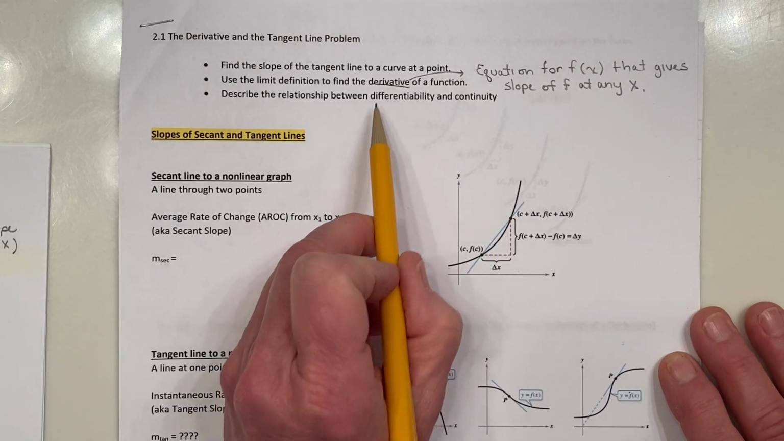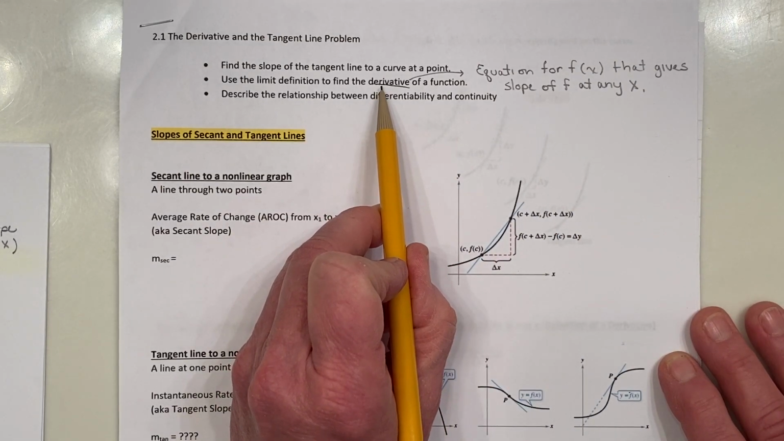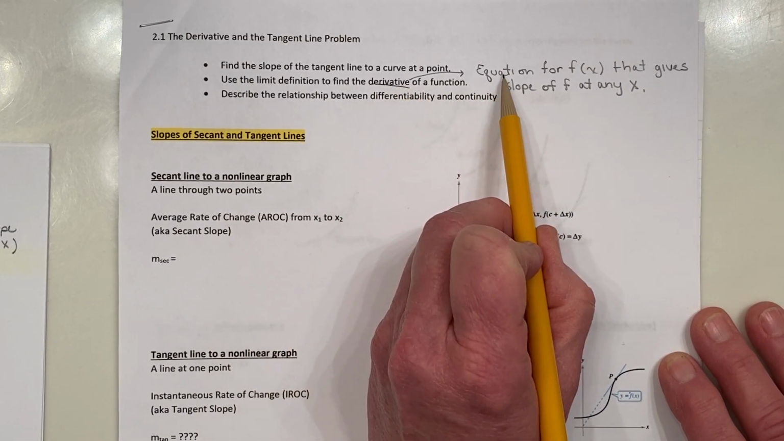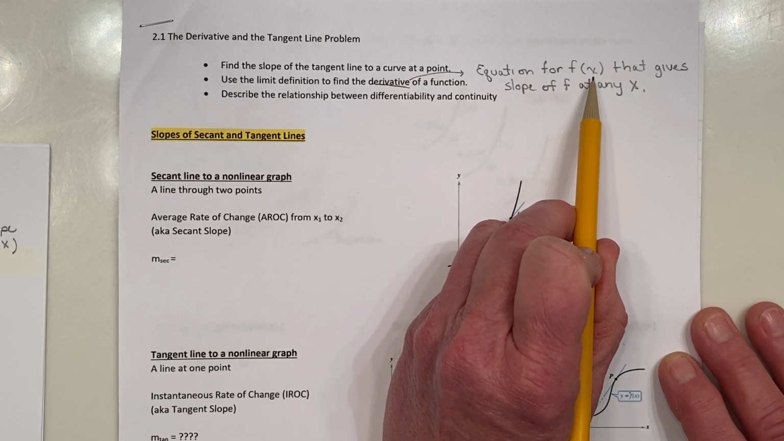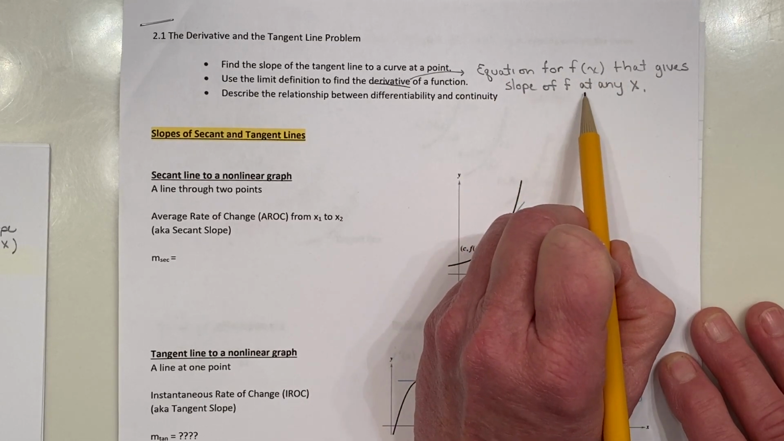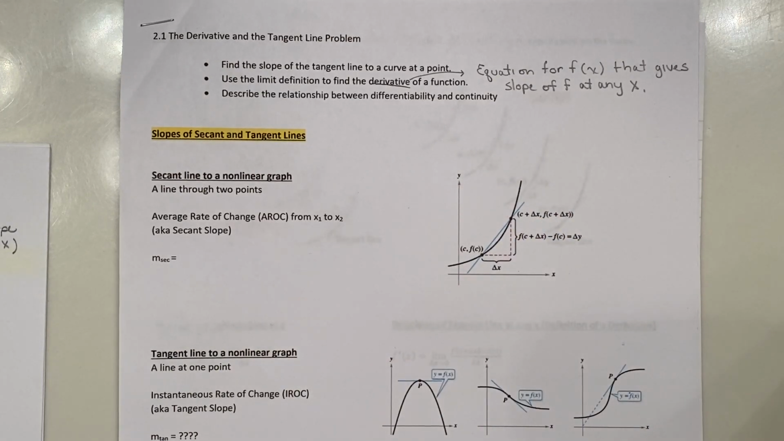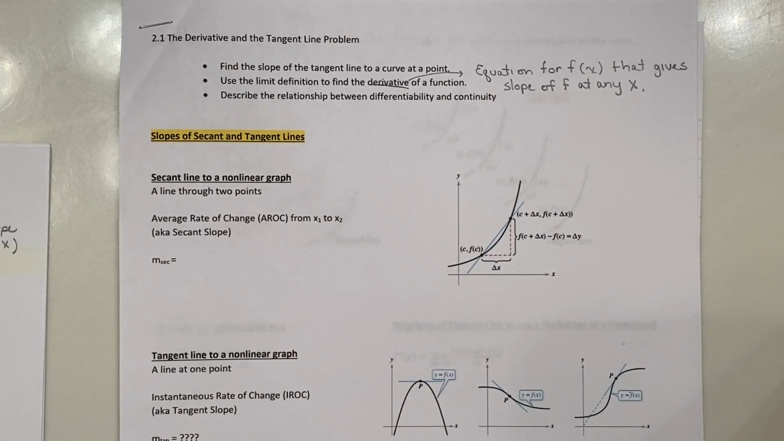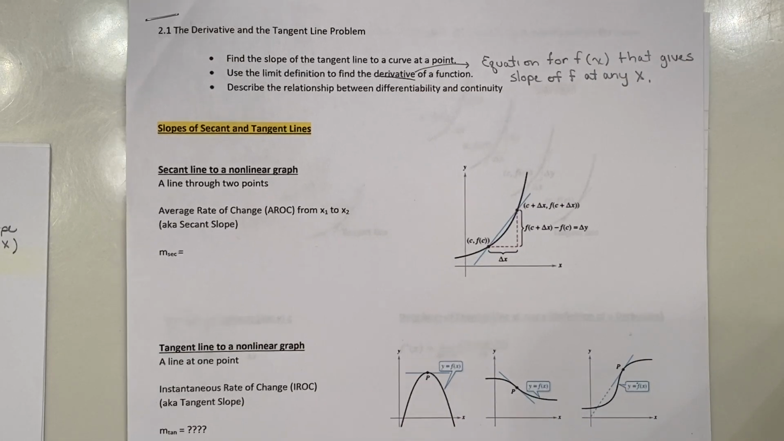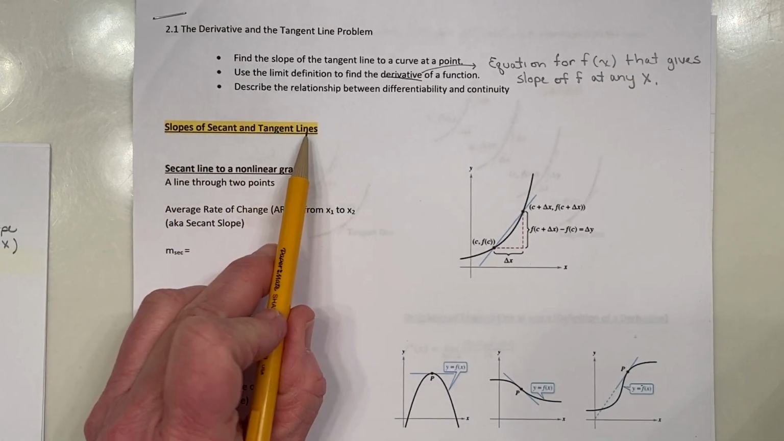So kind of an informal definition of a derivative is that a derivative is an equation for the given function that gives the slope of that function at any x. All right, to help us with our understanding of the definition of a derivative, we need to look at slopes of secant and tangent lines.